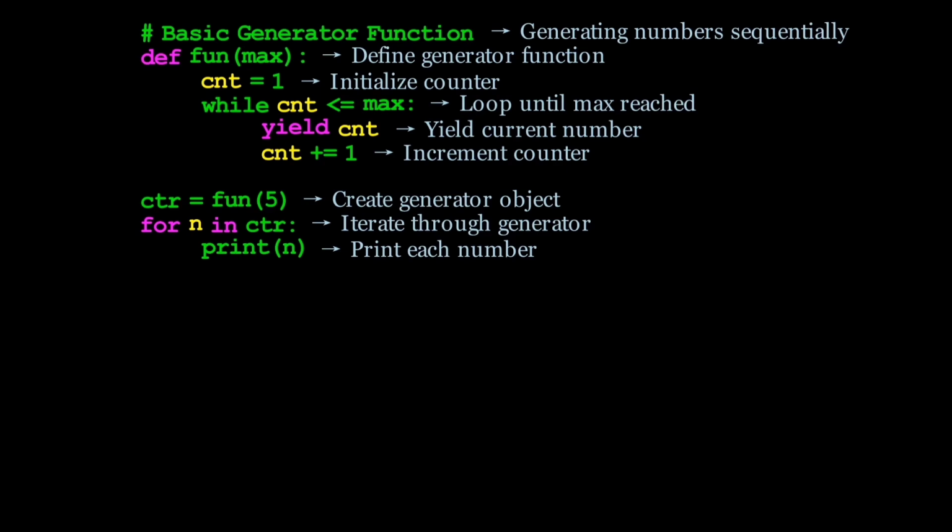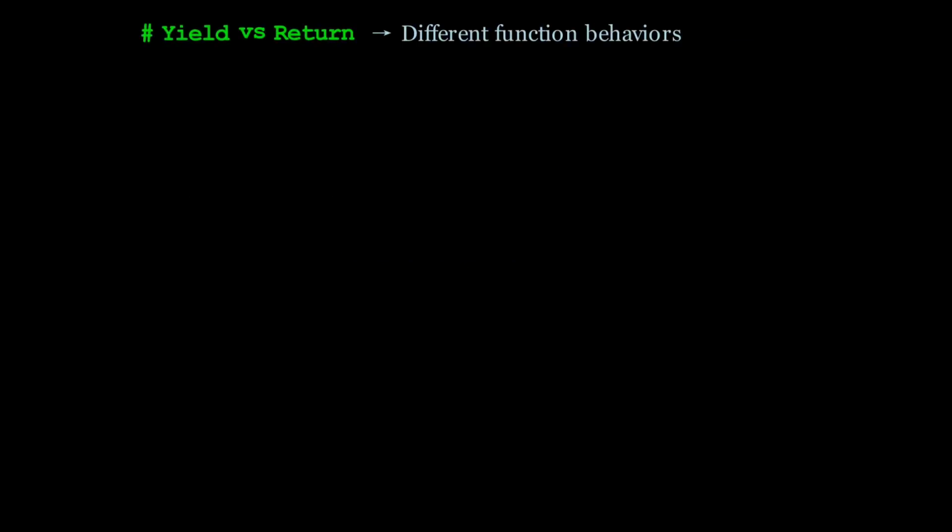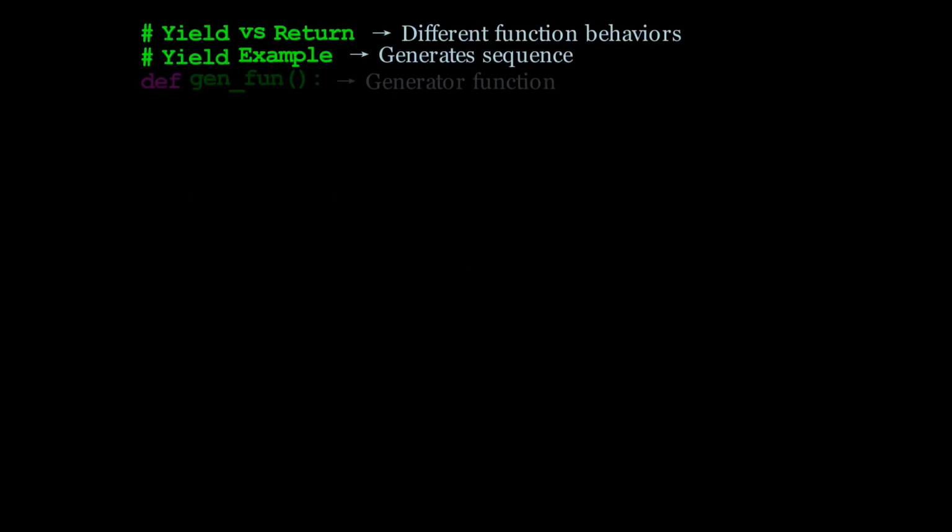And when we create our generator by calling fun of 5, it doesn't execute the function body yet. It just returns the generator object. The real execution happens when we iterate through the generator using a for loop. Each time through the loop, the generator resumes where it left off, yields the next value, and then pauses again until the next iteration.